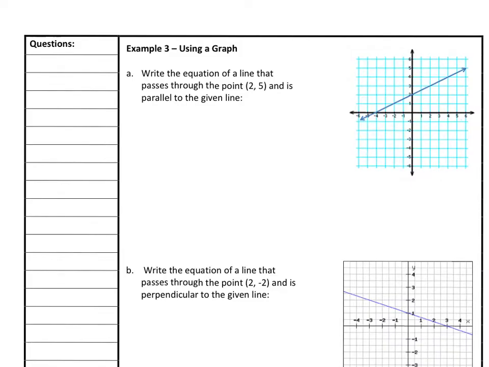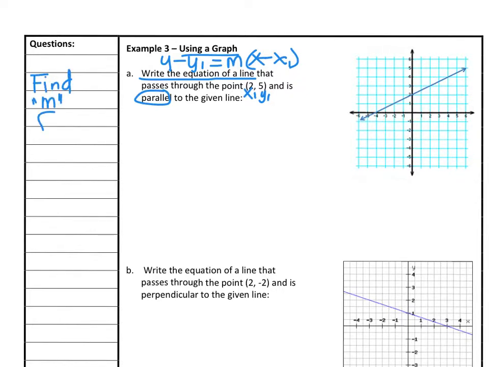All right, example number 3, we're going to use a graph. So it says, write the equation of a line. As soon as we see that, we should know we need to use y minus y1 equals m parentheses x minus x1. If they give us this point, x1, y1, okay, it passes through the point 2, 5 and is parallel to the given line. So if they don't give us an equation, we need to find the slope from the graph.